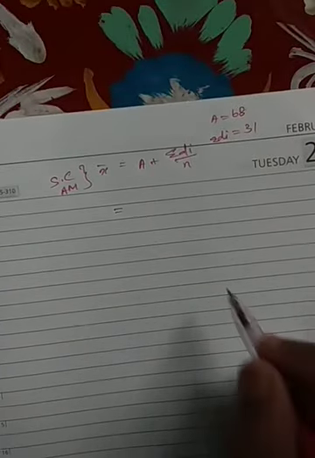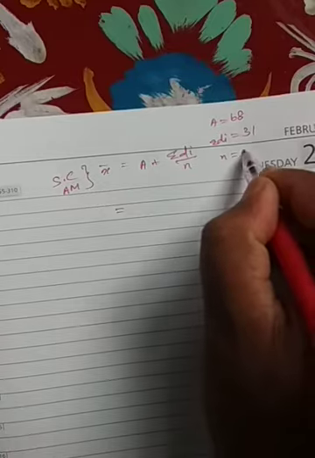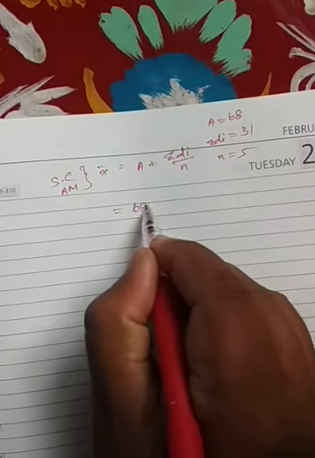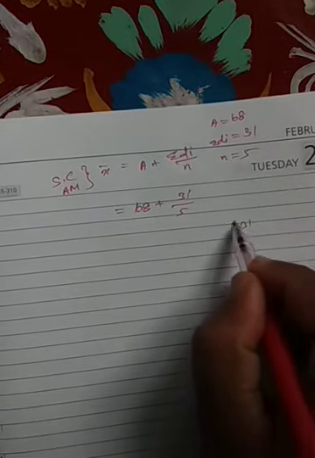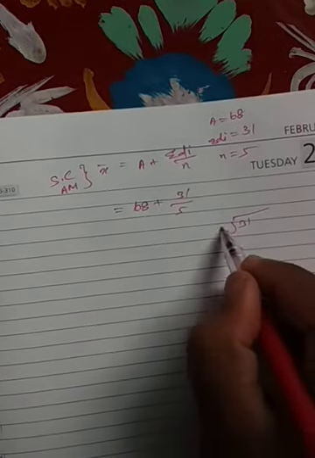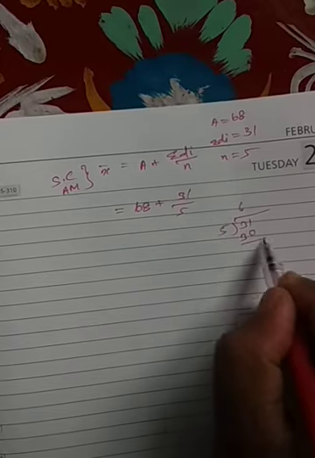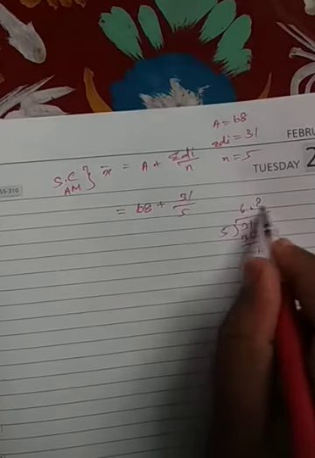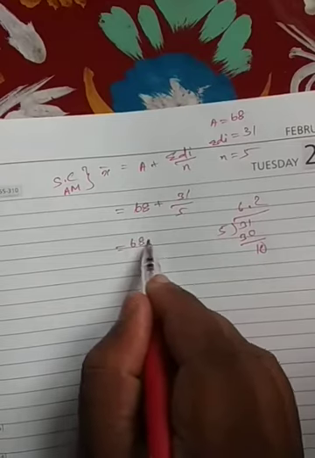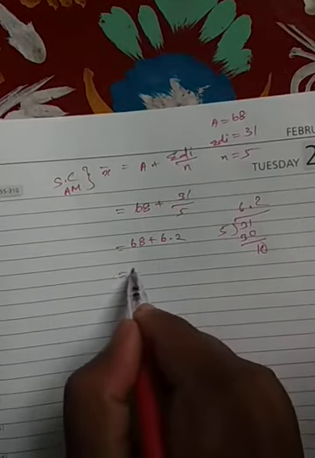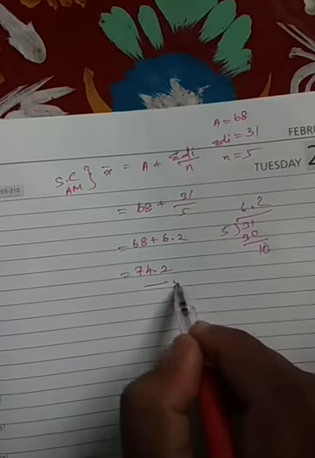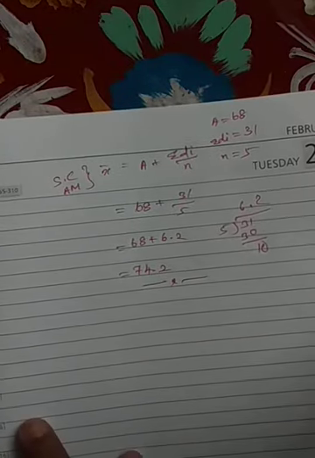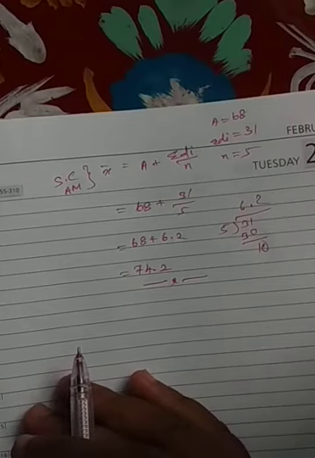So n value is 5 here. Substitute this one: 68 plus 31 divided by 5. Divide it, 31 divided by 5. 5 6s are 30 will come. Balance is 1, so make a point and 0 2. So therefore 68 plus 6.2. You add it now, what will come? 74.2 will come. This is our required value. If you want, you can check by some other method also, not an issue at all.